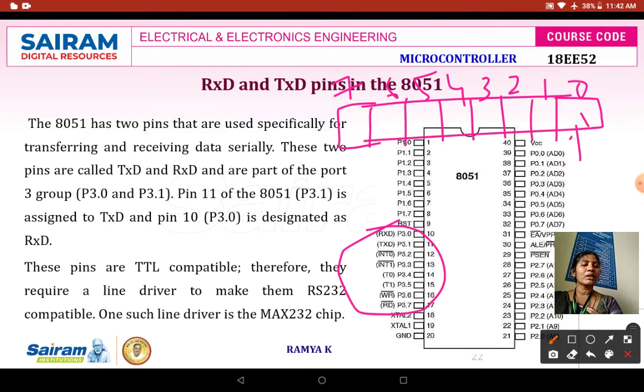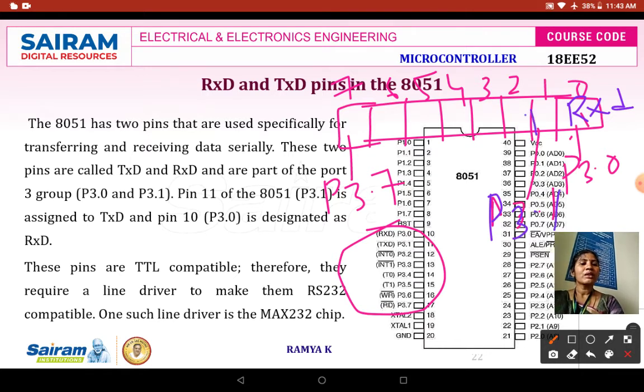This particular bit is represented as P3.0, P3.1. Likewise, it comes till P3.7. So each bit of this port 3 serves a purpose. In this, the 0th bit is going to serve as RxD, that is receive data. And the first pin in port 3 is going to serve as TXD, that is transmitting data.